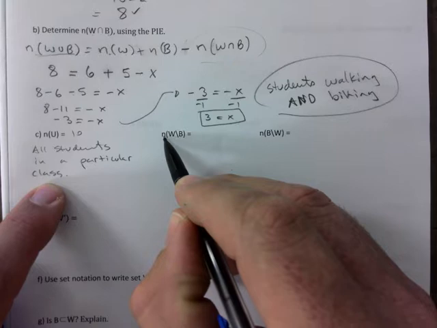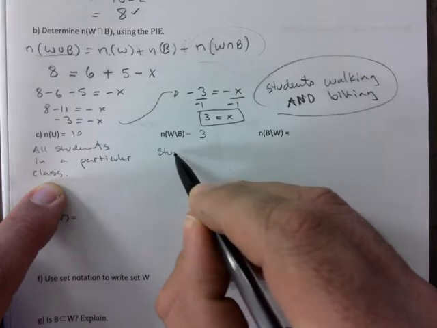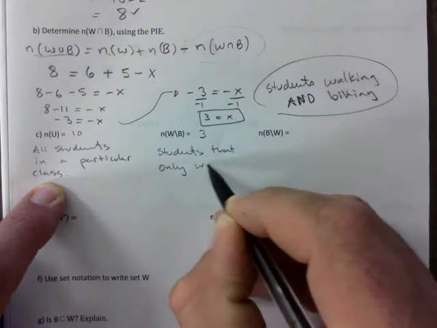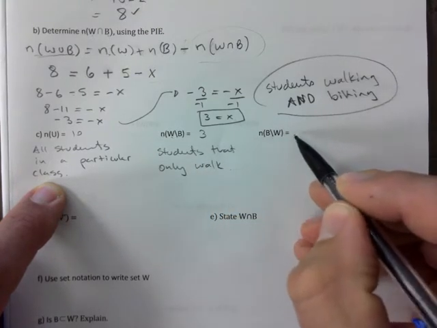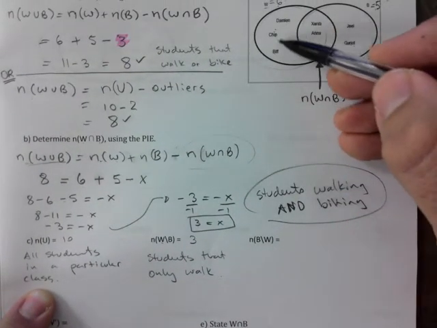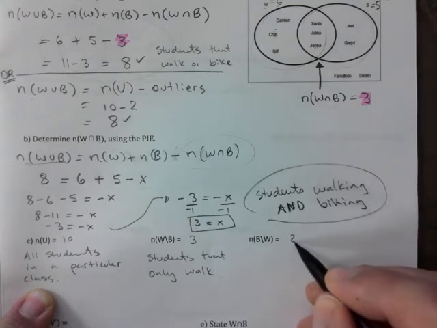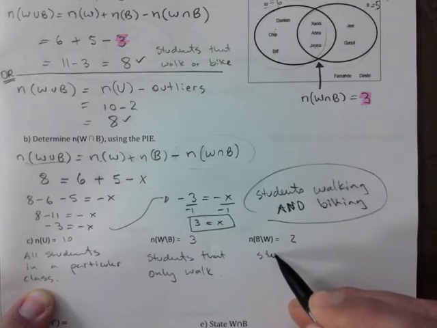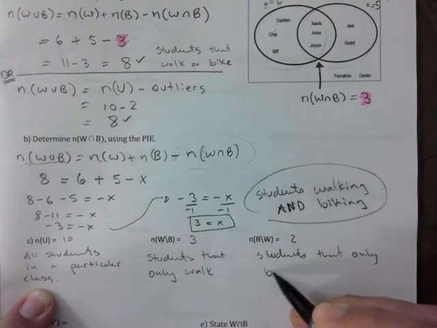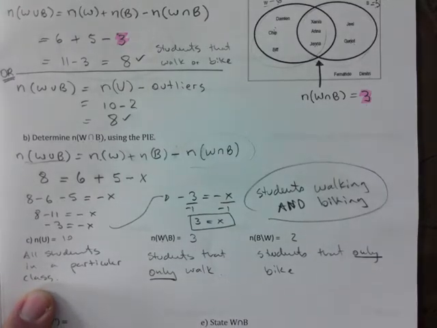The number of students that only walk, in this case, would be 3. Students that only walk. This is students that are only biking. So only walking would only be this, only biking would be that. So that's 2. Students that only bike. Okay, emphasis on the only because you want nothing from the other set as part of it.